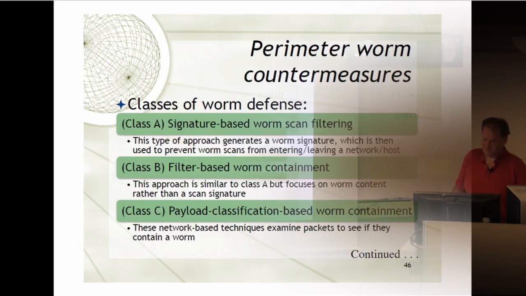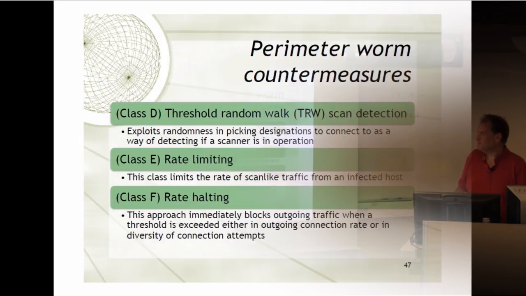Well, the same as for the different classes here, we have the similar for worms, of course, signature based, and then a little bit more advanced, we can also look more at the behavior with threshold random walk or rate limiting, rate halting. That is more what we do if we encounter something.